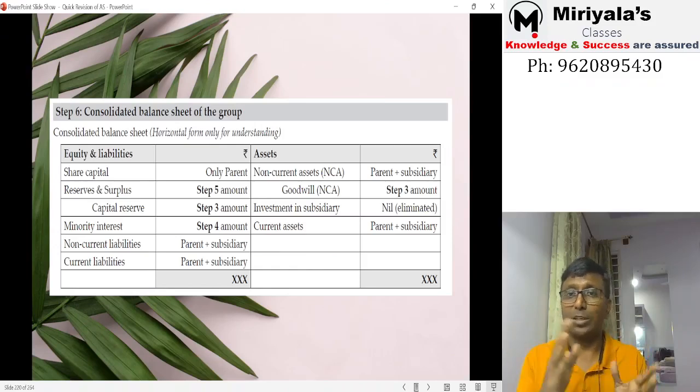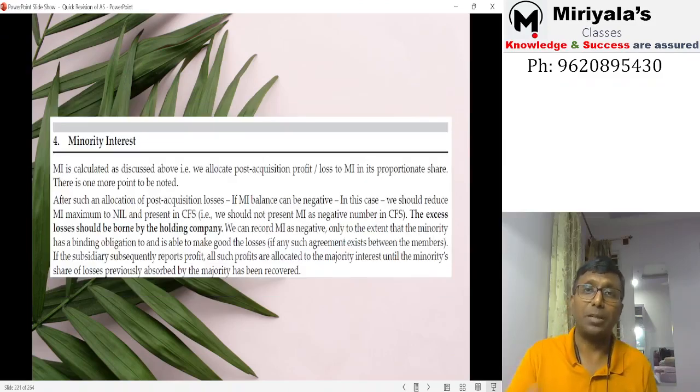And this is my consolidated balance sheet. Non-current assets, we will take parent company and subsidiary company. Current assets, parent company and subsidiary company. Investment in subsidiary, we said elimination, that's why it will not be there. Goodwill, if it is arising, then under step number 3, that number will come here. Share capital, parent company share capital will come. Reserves and surplus will come from step number 5, which we just spoke about. Capital reserve, if it is arising on acquisition, step number 3 computation, will come under reserves and surplus. Minority interest, the step number 4 number will come. Non-current liabilities and current liabilities, parent and subsidiary, will be added.